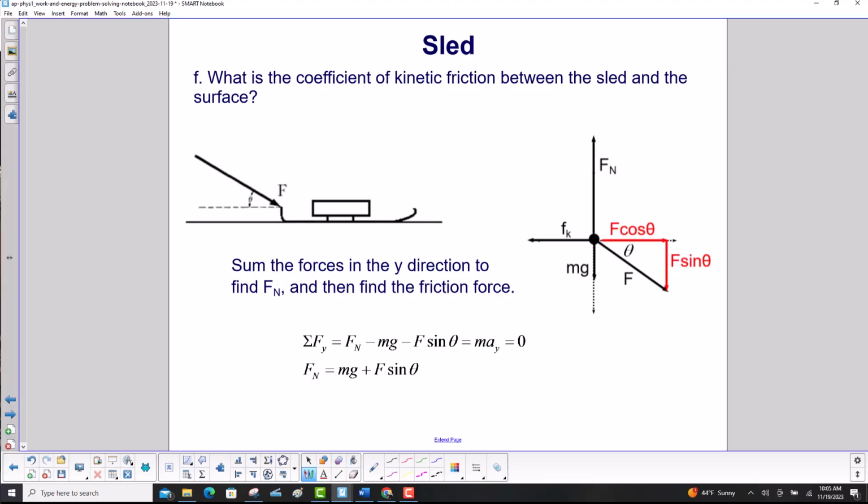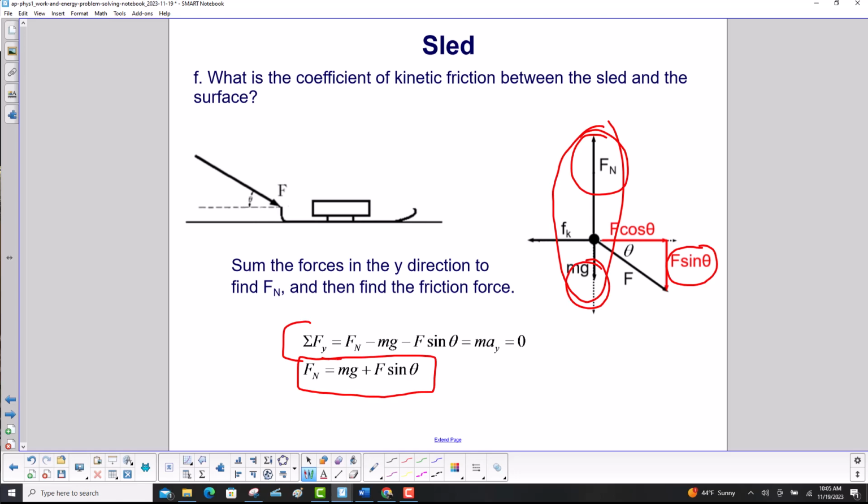What is the coefficient of kinetic friction between the sled and the surface? This time we're going to sum the forces in the y direction to find the normal force and then find the friction force. So the sum of the forces in the y direction are the normal, in the up direction, so that's positive, mg is down, so that's negative, and F sine theta is also down, so that's negative. That will equal ma sub y, and that's equal to 0 as the sled isn't moving up and down. So here's our normal force, mg plus F sine theta.